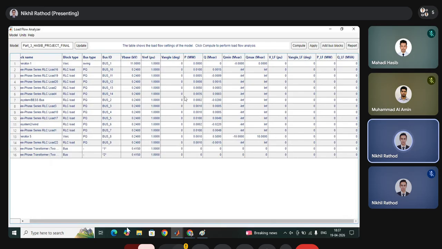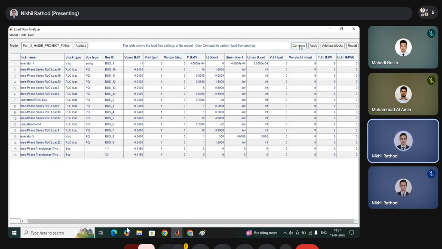Right now it is 0000. You can change the unit: kilowatt, megawatt, kVA. Just press this compute button and it starts the calculation, and eventually it gives some output, which is the voltage, angle, P and Q, active power and reactive power. Again, we need to wait. It's not directly coming. After some calculation, you can see what we are getting.